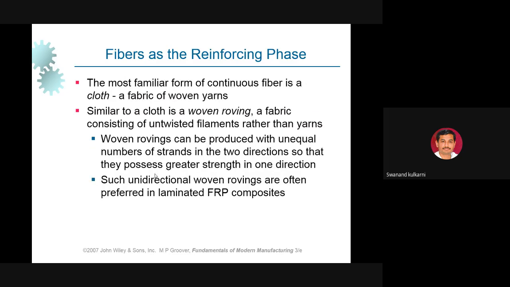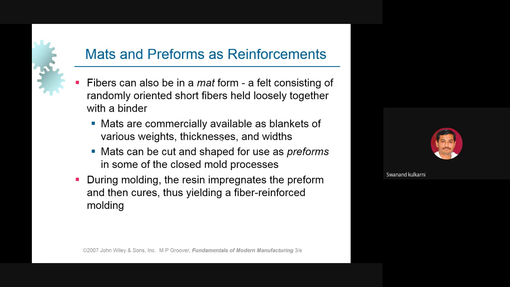Is it okay? So the most familiar form of continuous fiber, that cloth, is also used as a woven or roving type of material for the fiber. It is fiber reinforced plastic. Similarly, mats can also be used. So mat forms are also commercially used for manufacturing the composite materials. Is it okay?